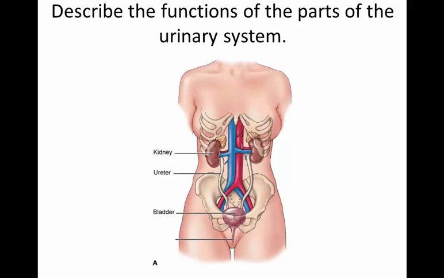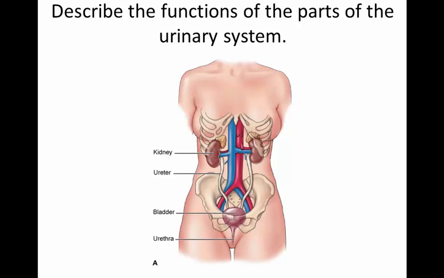Finally, we have the urethra. The urethra is the tube that carries urine from the bladder to the outside of the body. There's two differences between the male urethra and the female urethra. The first is that the female urethra is shorter relative to the male urethra. As well, the female urethra is only responsible for carrying urine, whereas in the male, the urethra is part of both the urinary and reproductive systems.